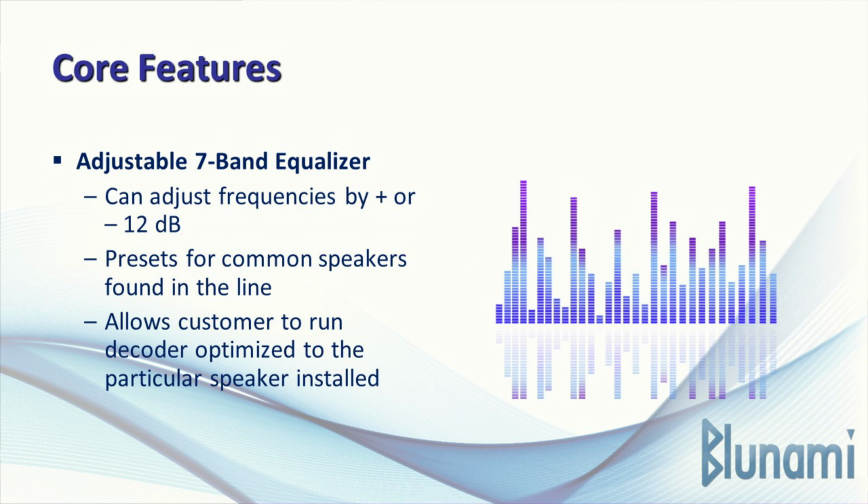Now, the next feature we have built into our audio tools is the graphic equalizer, or the 7-band equalizer. Now, what this does is this actually takes the individual frequencies of the individual sound profiles, and you can boost certain frequencies or cut certain frequencies.